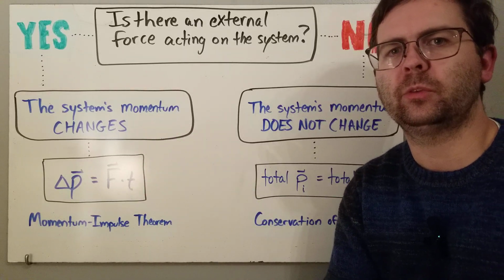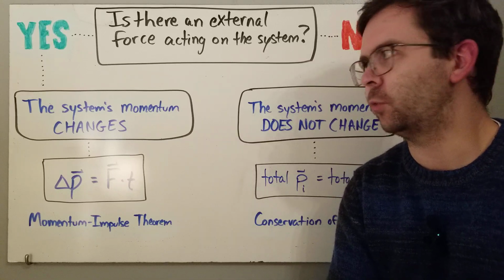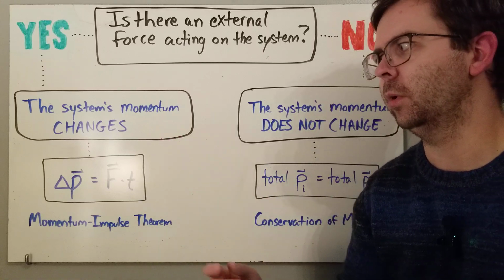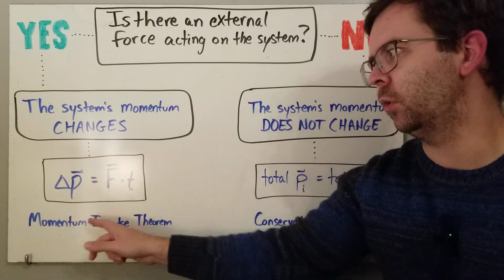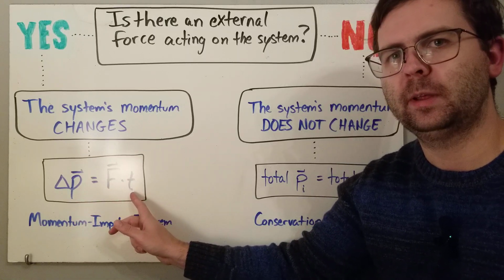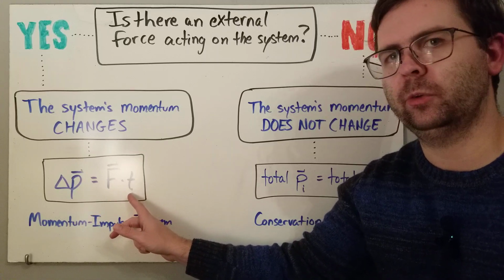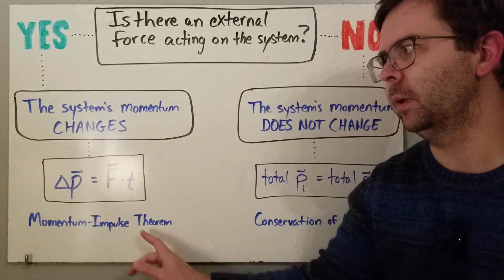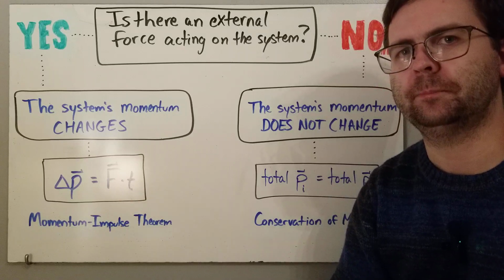A force always causes an acceleration, a change in your motion, as long as that force is unbalanced. And so a net external force acting on our system will change our momentum. And the change in the momentum is equal to the amount of force that's applied multiplied by the time that that force is applied for. This quantity, force times time, is known as impulse. And so this is called the momentum impulse theorem. The change in the momentum of a system is equal to the force times the time.